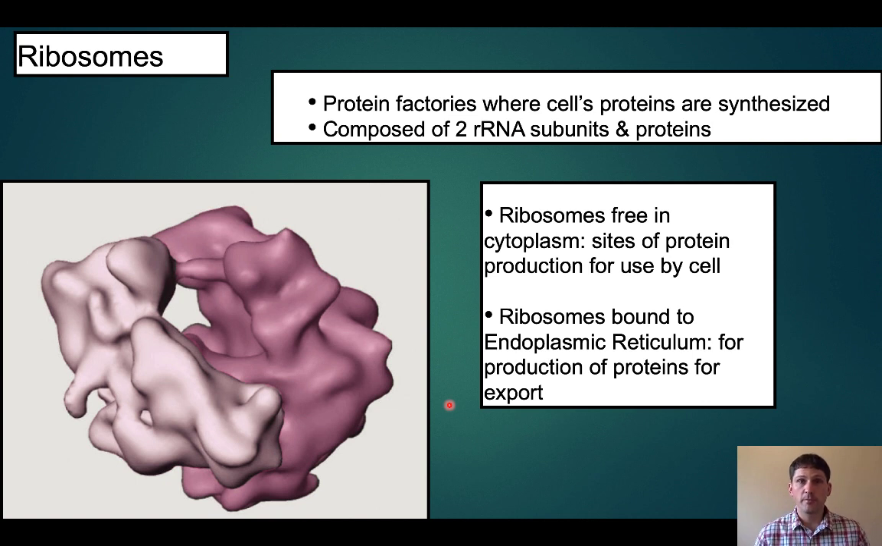Moving on to ribosomes. So ribosomes, if you remember, there are two subunits of ribosomal RNA, a large one and a small one, and they can be free floating in the cytoplasm, or they can be bound to the endoplasmic reticulum, which then is considered rough endoplasmic reticulum. The ribosomes are there to read the messenger RNA and put together and synthesize proteins based off of those codes.